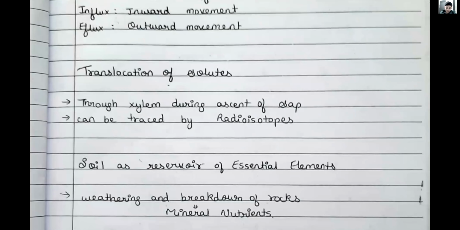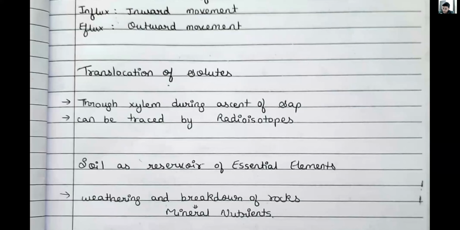Next, translocation of solute. Very easy. In chapter number 1, we have already learned that the majority of minerals or ions absorbed by the root system are through which transport, active or passive? Majority by, tell me. Yes, active transport, right? As these elements are charged particles, they move against the concentration gradient.